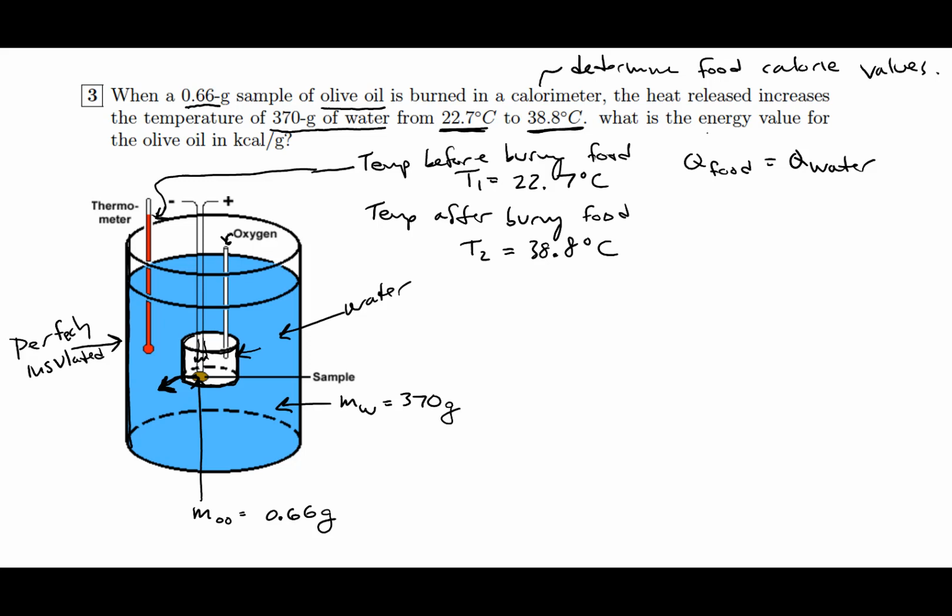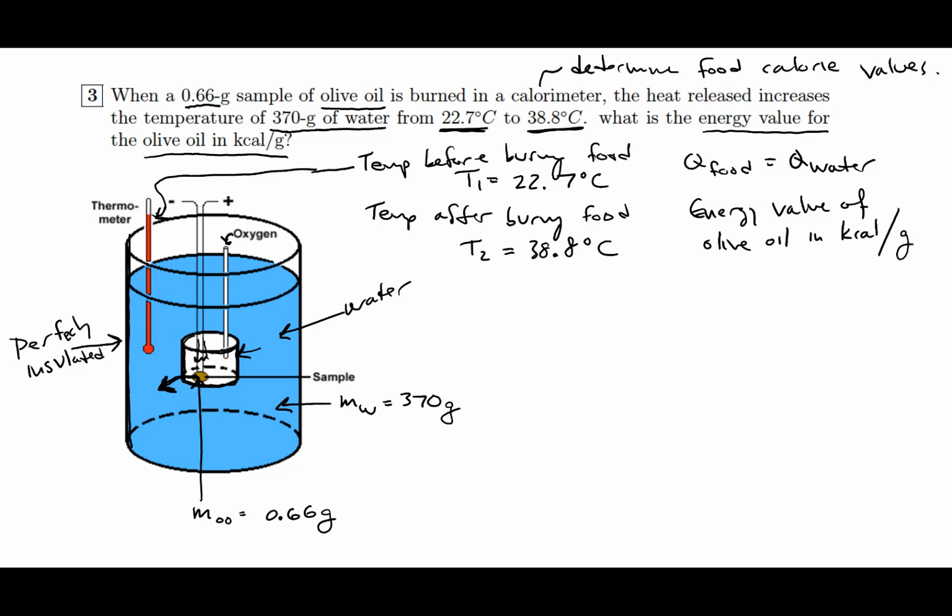And then we want to know what is the energy value for the olive oil in kilocalories per gram. So what we're finding is the energy value of olive oil in kilocalorie per gram.